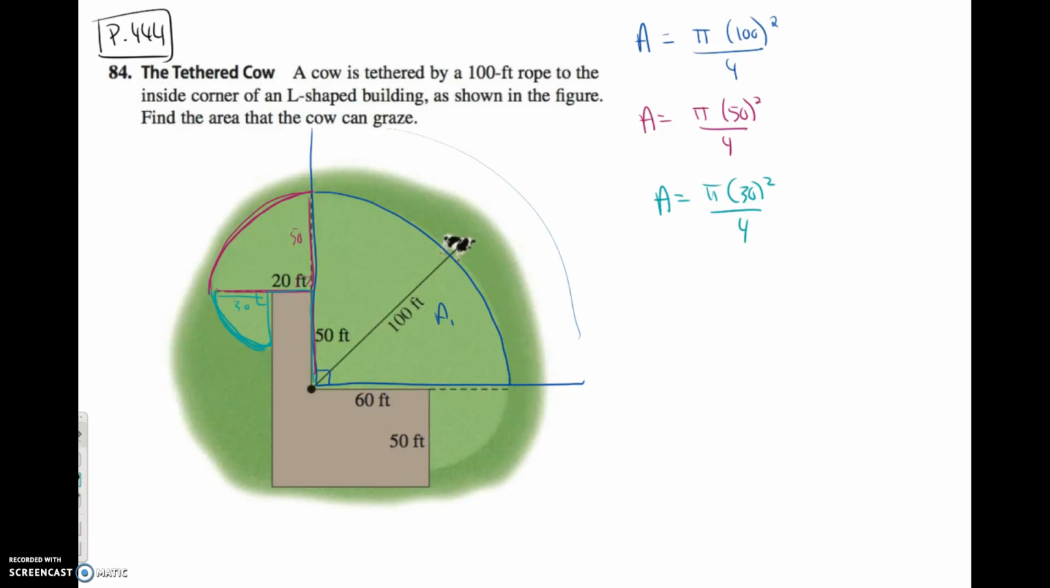And then the last chunk would be this region here, which is 60 minus 100, or 40. Again, a circle of radius 40, but just 1/4 of it. Pi times 40 squared divided by 4. So basically, if you add all those up, that would be the area that he's able to handle.